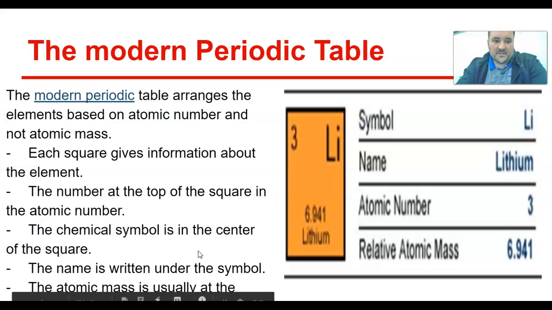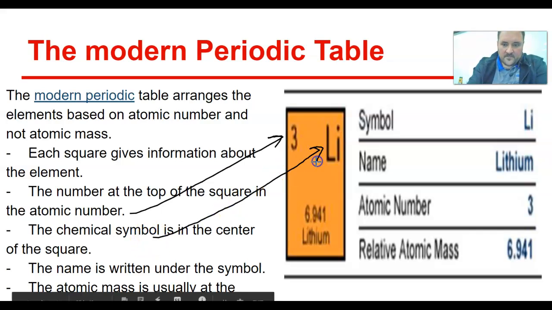The modern periodic table uses atomic number, not atomic mass. Each square has a bunch of information in it. So the atomic number is right there. This is lithium. The chemical symbol is right there. The name is usually at the bottom. And then we have the atomic mass right here. When you convert that decimal place, you have to round that. So lithium's atomic mass is actually 7.